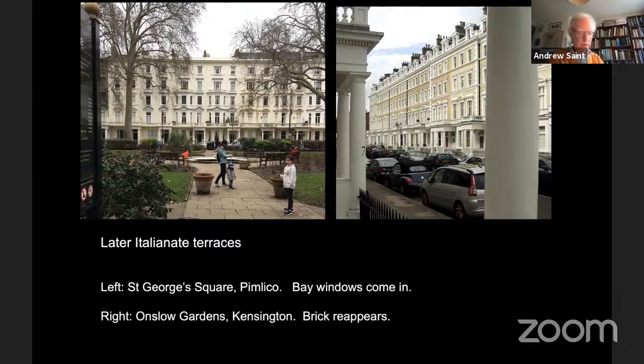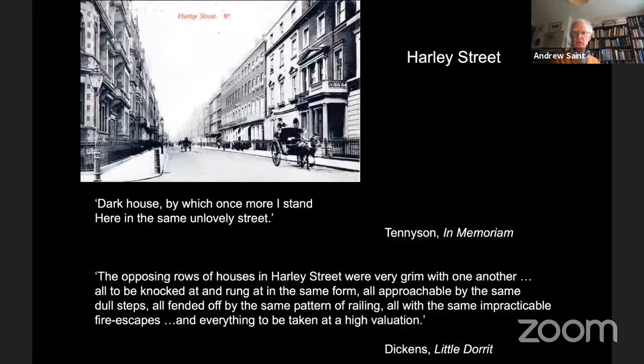The acres of Kensington, which I referred to earlier, are built in this rather pompous and repetitive style. It's actually the style of Victorian respectability, and the romantic writers, the avant-garde people of the time, hated these houses. They found them tall and inexpressive on the outside and dull and gloomy on the inside. I thought I'd just give you a couple of quotations here. A famous poem by Alfred Lord Tennyson in memory of a friend of his. He talks about the dark house by which once more I stand here in the same unlovely street.